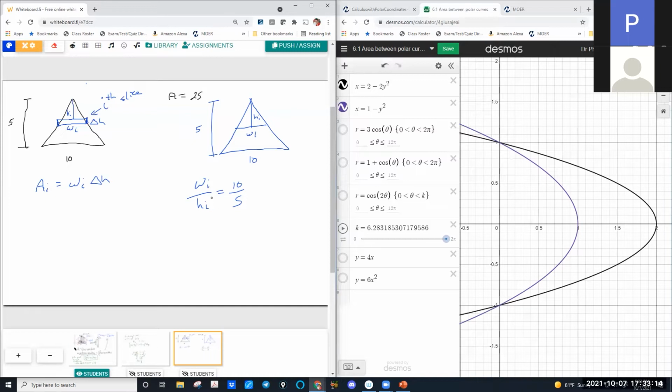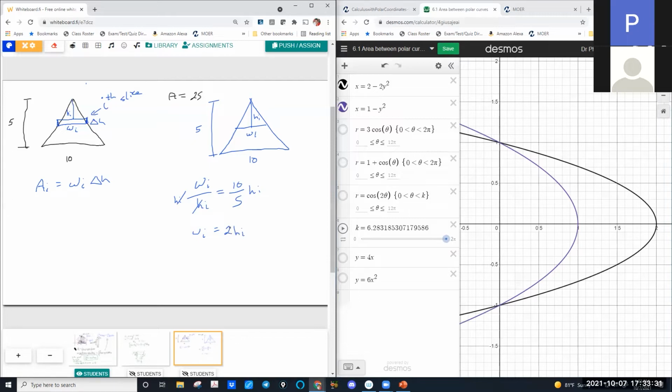This will allow us to get W sub i in terms of H sub i, because we can cross multiply by H sub i. And we can simplify a little bit. W sub i equals 10 over 5, which is 2 H sub i.